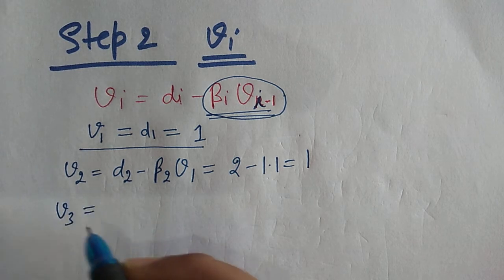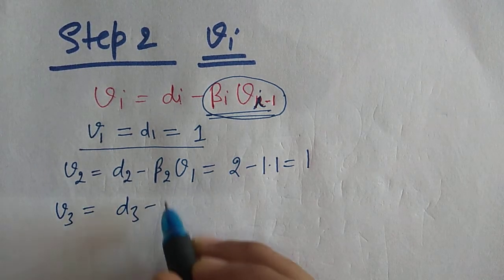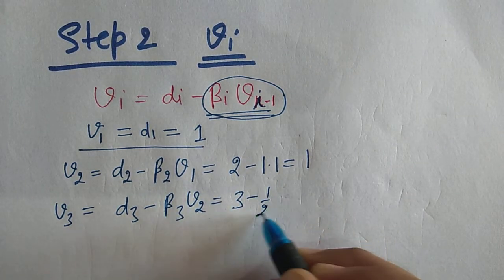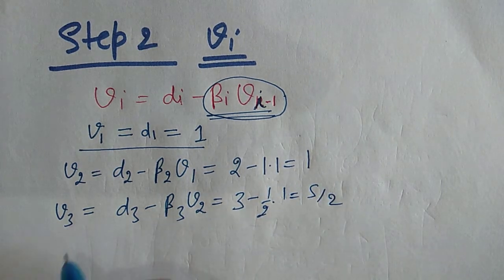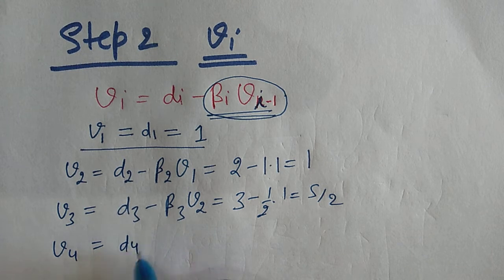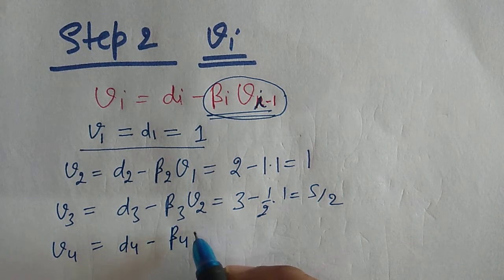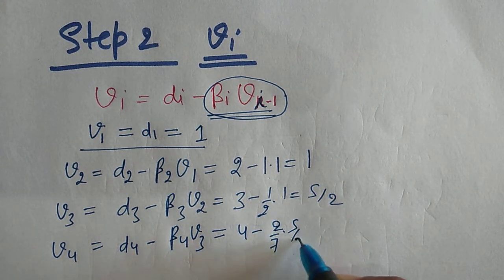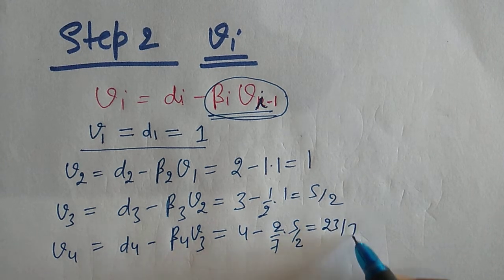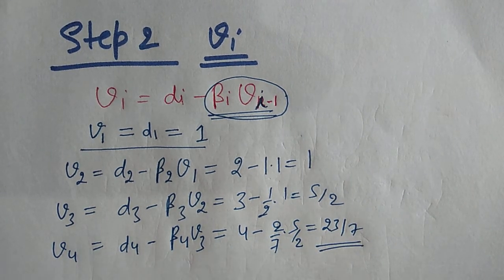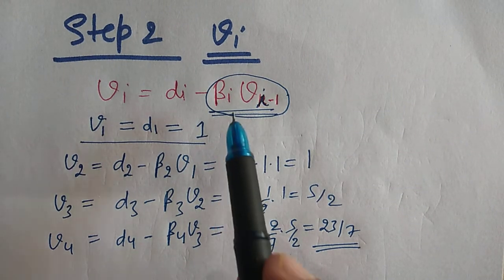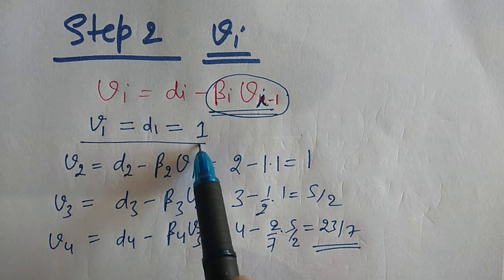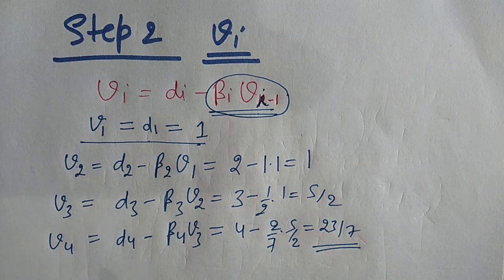Now V3 equal to D3 minus beta 3 V2. So this is 3 minus 1 by 2 into 1 equal to 5 by 2, and V4 equal to D4 minus beta 4 V3. So 4 minus 2 by 7 into 5 by 2 equal to 23 by 7. So this is the calculation of V. Simple calculation. This is not valid for 1, so we take this D1 only. After that V2, V3, V4 we have calculated.